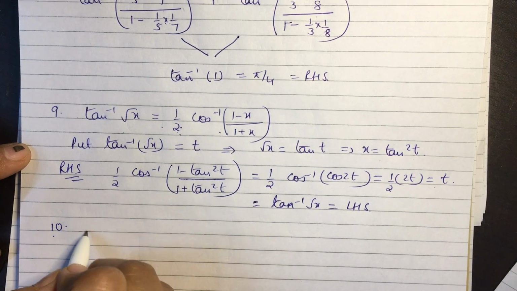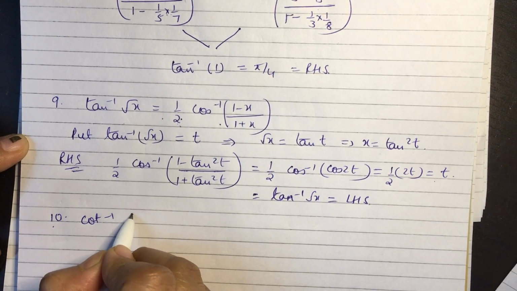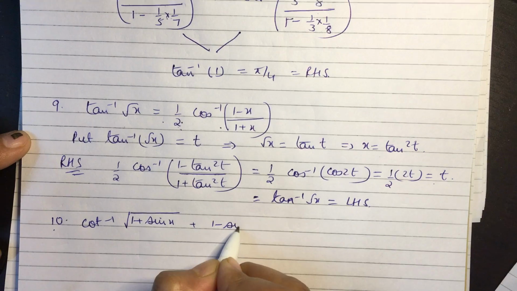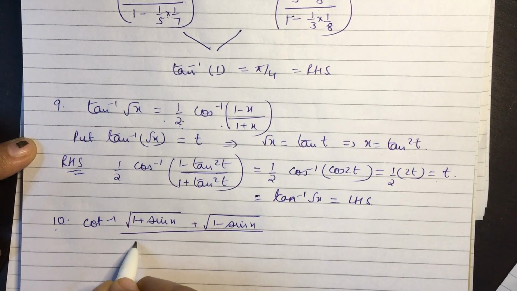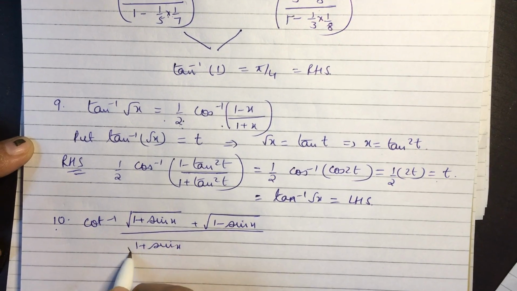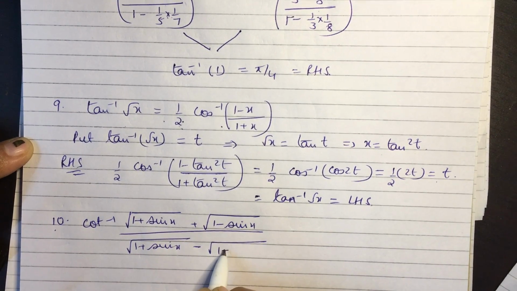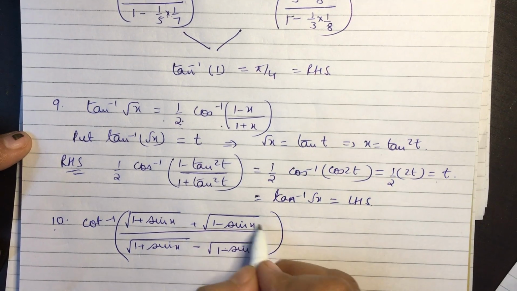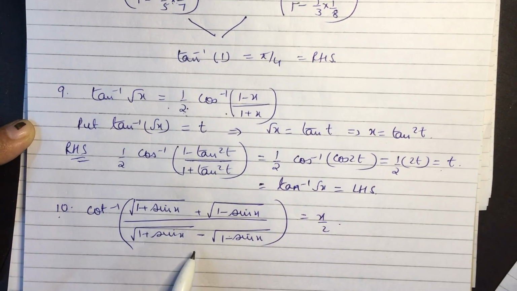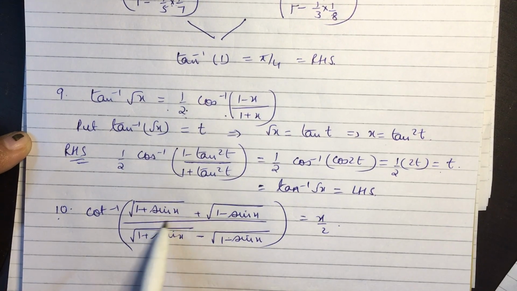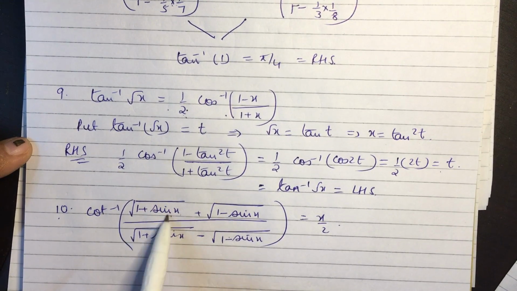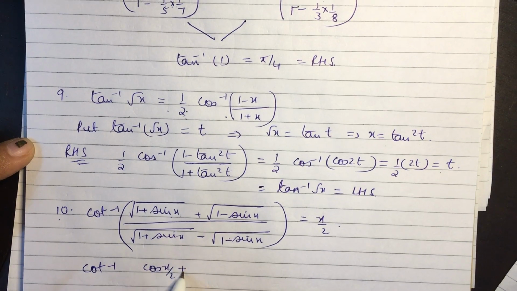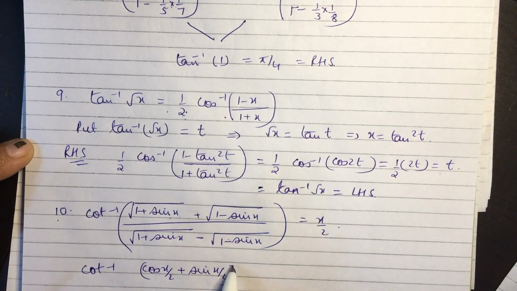We are required to prove that cot inverse of (root of 1 plus sin x plus root of 1 minus sin x) whole upon (root of 1 plus sin x minus root of 1 minus sin x) is equal to x by 2. Now here, as we have already discussed, root of 1 plus sin x can be written as root of (cos x by 2 plus sin x by 2) whole square.